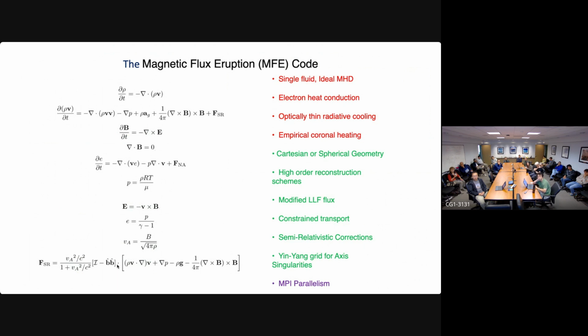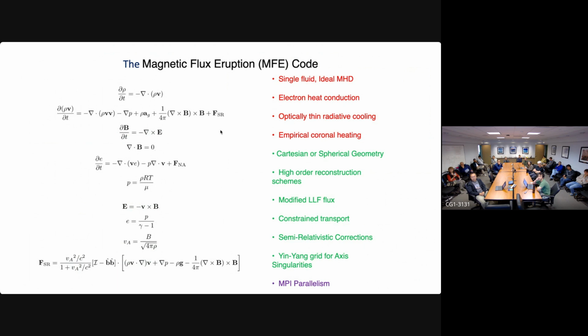And we also include the so-called semi-relativistic corrections, accounting for the low beta region where the Alfvén speed can reach the same magnitude or even higher than the speed of light. So it has all those realistic physics, including the electron heat conduction. We use a hyperbolic method, similar to what is used in the MURaM code. And we also include the optically thin radiative cooling and empirical coronal heating.